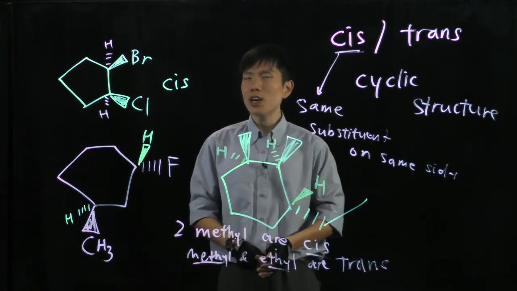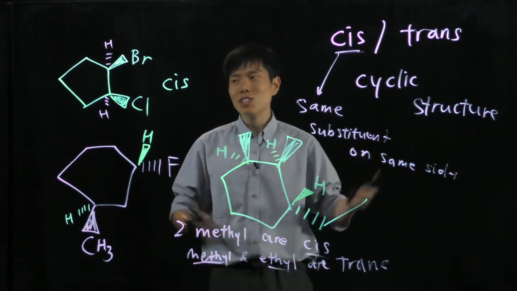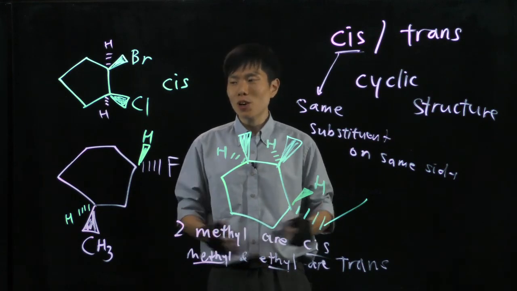I hope now you're clearer on how to use cis and trans in a cyclic structure. Please practice more to be better.